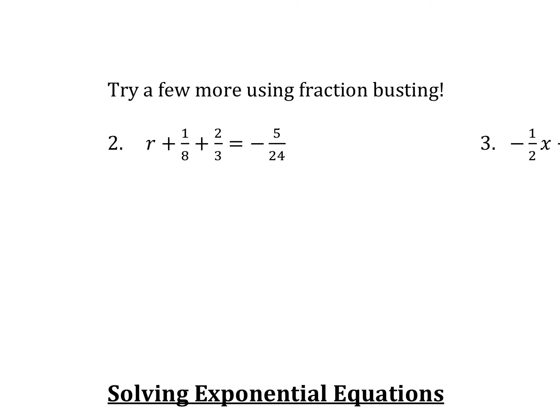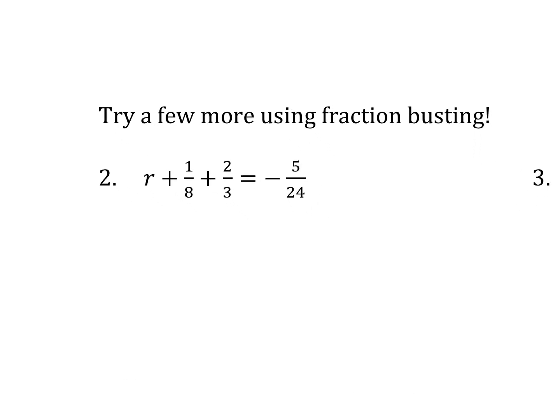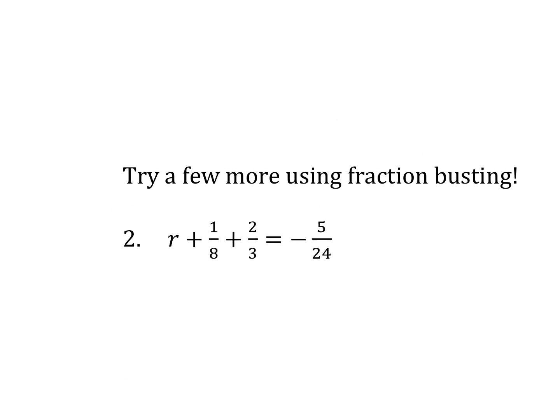So we have r plus 1/8 plus 2/3 equals negative 5 over 24. For this, we'd have to get the 1/8 and 2/3 to a common denominator, and it's just kind of a mess. So what we're going to do is find the least common denominator between these and multiply everything by that, and you'll see why that helps us, okay?